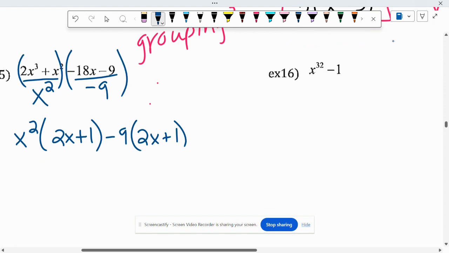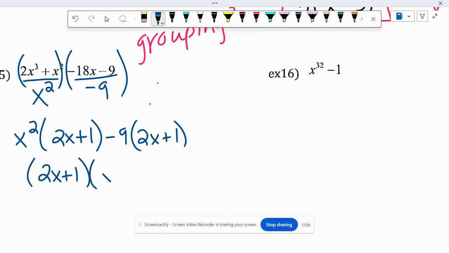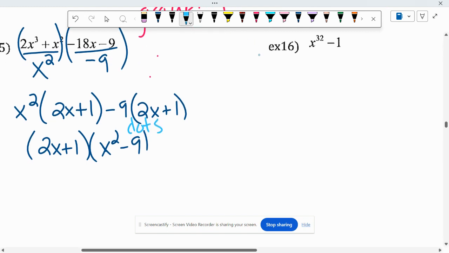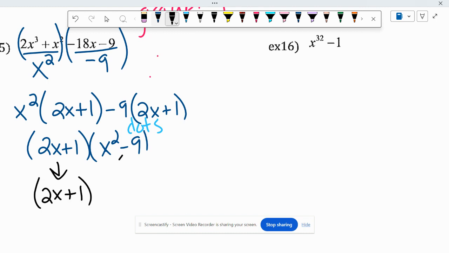So factor this. What are the 2 factors I have right now? What's my copycat? 2x plus 1. And then x squared minus 9. But I'm hearing someone say, hey, that's a difference of squares. So how does that x squared minus 9 factor? The 2x plus 1 does not change. It comes along for the ride, 2x plus 1. But this gets broken down into x plus 3 times x minus 3.